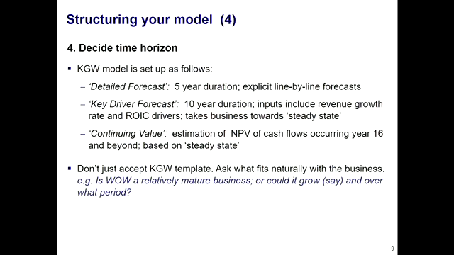Time horizon is not a choice for the KGW model, and it's appropriate for Woolies. You do detailed forecasting for the next 5 years, and we do have some information about the prospect of the food retailing industry. And for the next 10 years, you do key driver forecast only, like the revenue growth, the capex, the key parameters into the model, and then estimate the continuing value for year 16 and beyond.